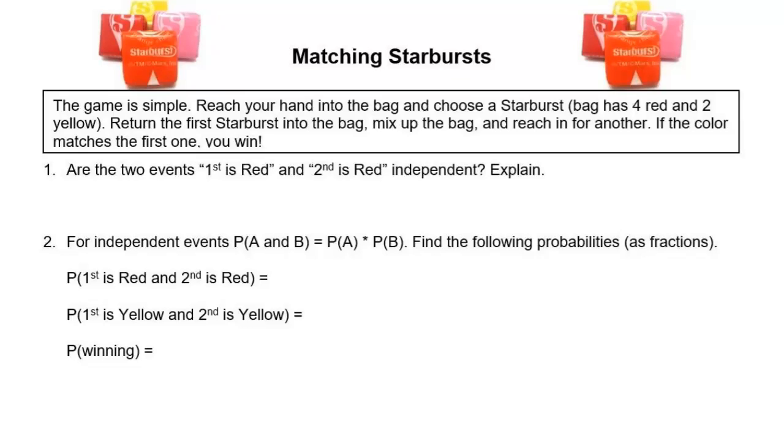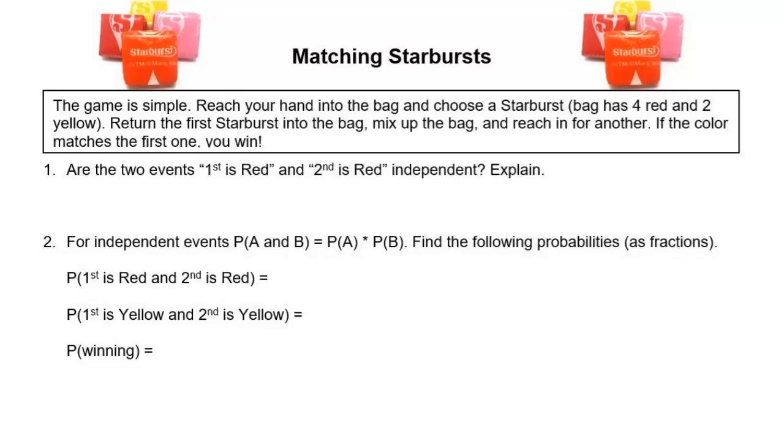Do you guys remember last week when we played the Starburst game? The rules, just as a reminder: I handed you a bag that had how many Starburst in it? 6. What was the color distribution inside the bag? 4 red, 2 yellow. And how did you win the game? By getting a match. 2 reds or 2 yellows. After you reached in the bag and grabbed the first Starburst, you looked at the color and then did what? Wrote it down and then put it back in. So before you reached into the bag, you always had 6 Starburst in the bag.